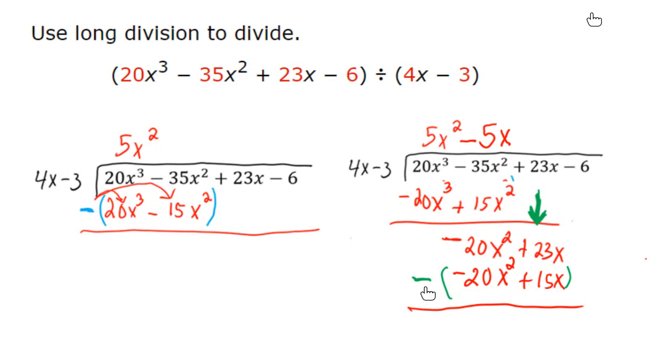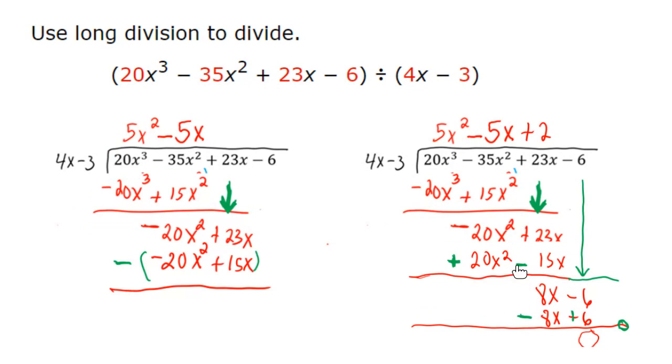But don't forget, we have to subtract the entire thing, and so I put it in green here. When you distribute negative times negative, you get a positive 20x squared, and negative times a 15x will give you a negative 15x. Okay, so that's this line right here. And so we're going to be adding, so negative 20x squared plus 20x squared is 0. 23x minus 15x is 8x.